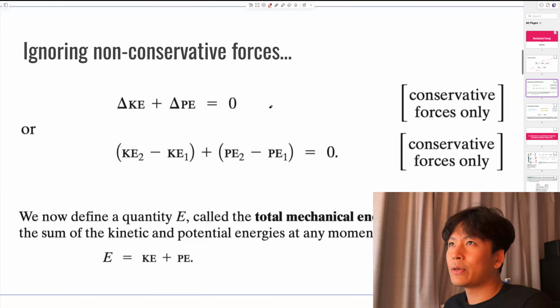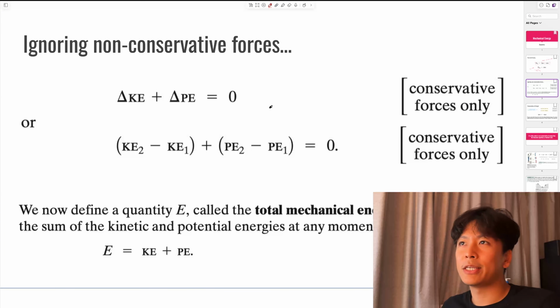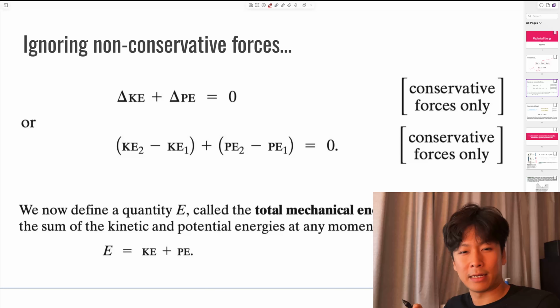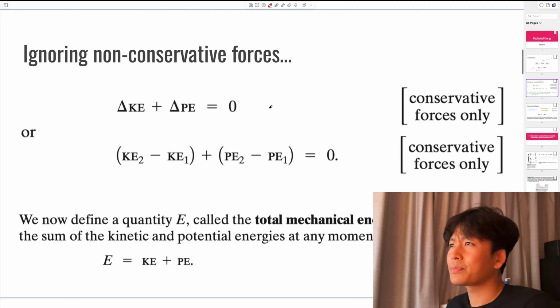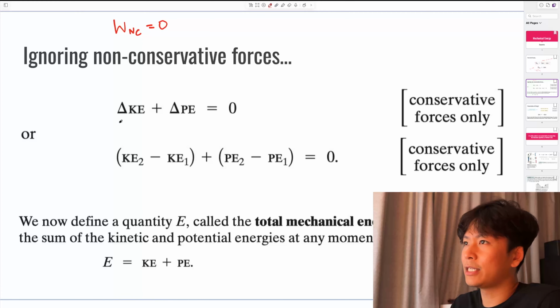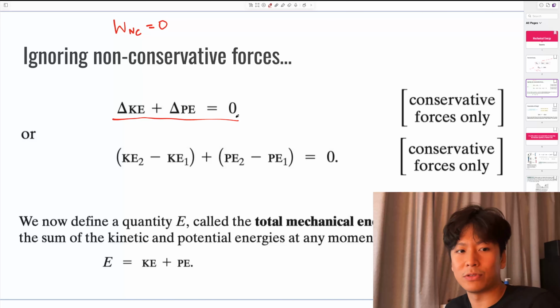So we are first going to discuss the situation where we ignore non-conservative forces. In these situations, only conservative forces are doing work on the system. So we're ignoring things like friction, air resistance, those kinds of things. And if we do that, we arrive at a particularly simple and beautiful relation involving energy. Starting from this equation, if we say that work by non-conservative force equals 0, then we just get change in kinetic energy plus change in potential energy equals 0.